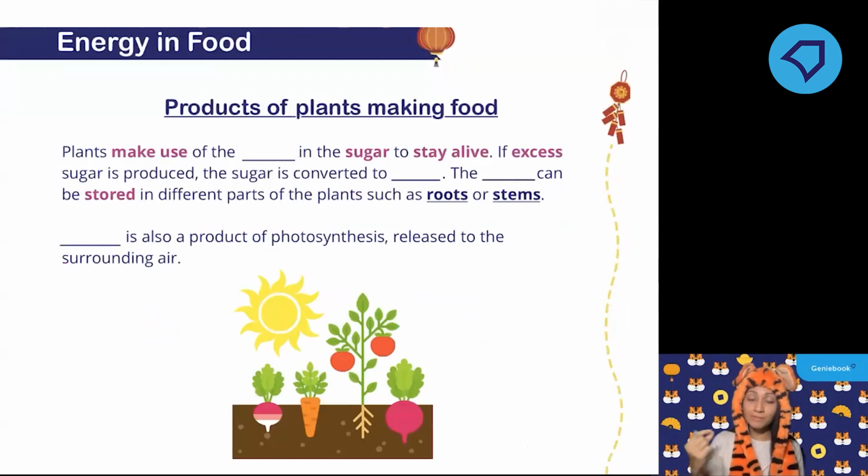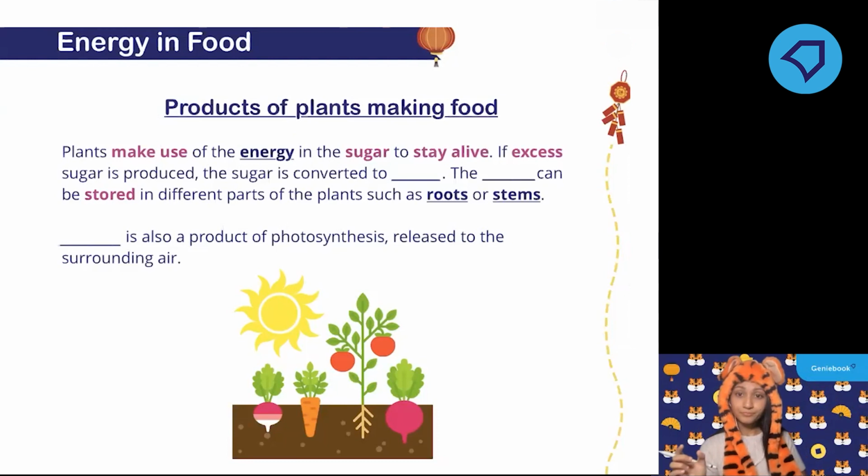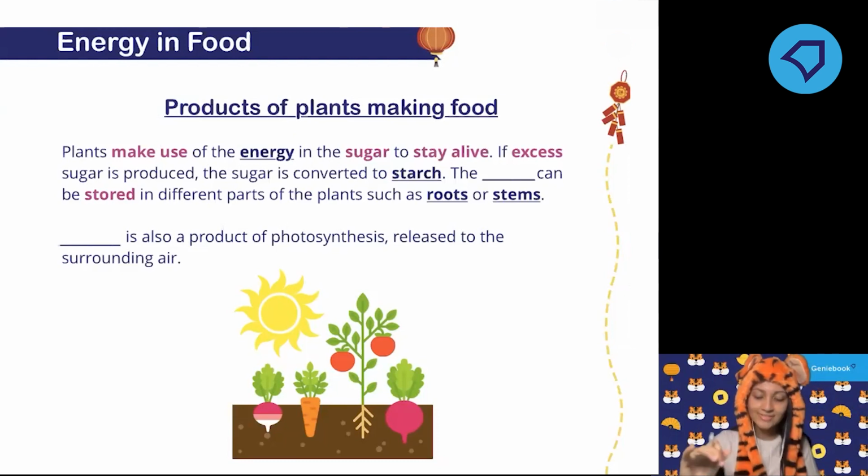So what is so important about this sugar? It provides the plant with energy. Okay, so plants make use of the energy in the sugar to stay alive. If excess sugar is produced, the sugar is converted to starch. Yeah, so starch is the more complex version of sugar. Okay, so it becomes like a big lump. Yeah, and they can be stored.